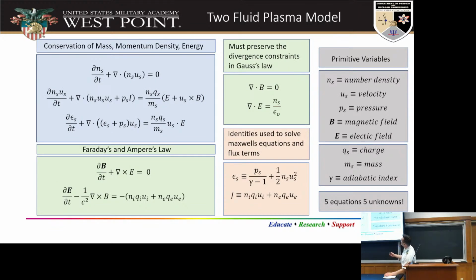So this is the model that we use. This is the two-fluid plasma model. Up here we have the conservation of mass, momentum, density, and energy. So we're operating on the assumption that no mass is leaving our system, and that momentum and energy have some source term associated with it that changes based off the electric and magnetic field. And that's basically how we coupled our Maxwell's equations down here to our fluid equations, the Navier-Stokes equations. When we solved it, we preserved our divergence constraints associated with Gauss's law.